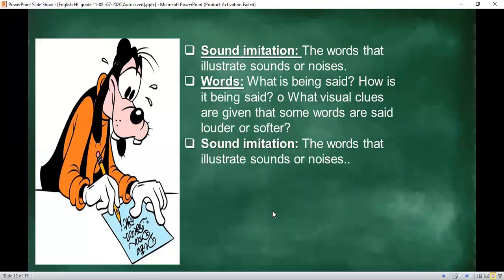Then the words, we can't really ignore the words because they are equally important in the cartoon strip. So we need to pay close attention to what is being said by the characters. More importantly, how is it being said? Because in cartoons, things are said in a more funny way. So you look at that, sarcastic way or otherwise.